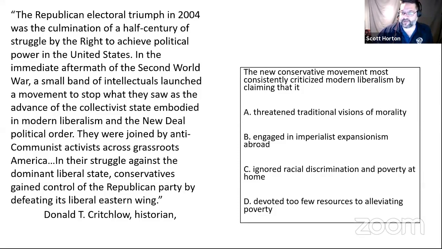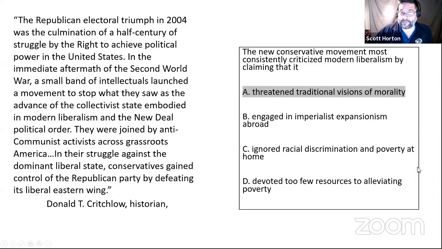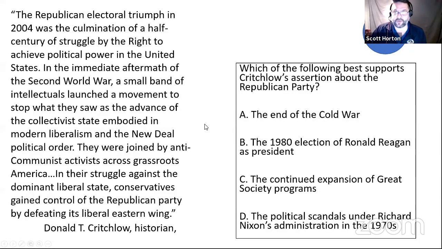All right, so if you think about the last couple of days' worth of our online lessons here, hopefully you crossed out letter C and letter D right away, because liberals, of course, were not ignoring racial discrimination and poverty with things like the Great Society programs and the Civil Rights Movement. But the answer here is A, that liberals were criticized for not being closely aligned with the traditional society in America is basically what that's suggesting. Let's try this one.